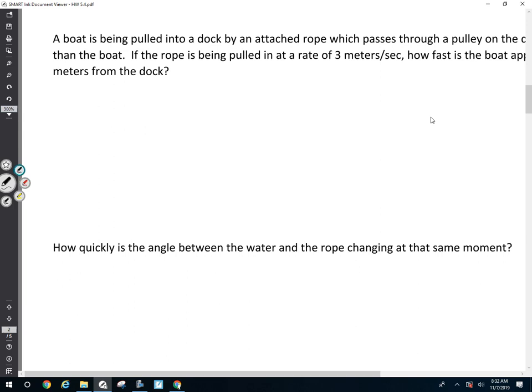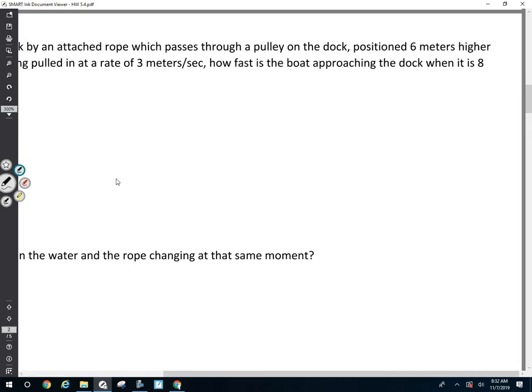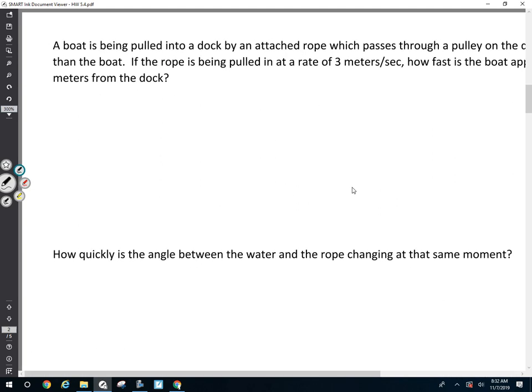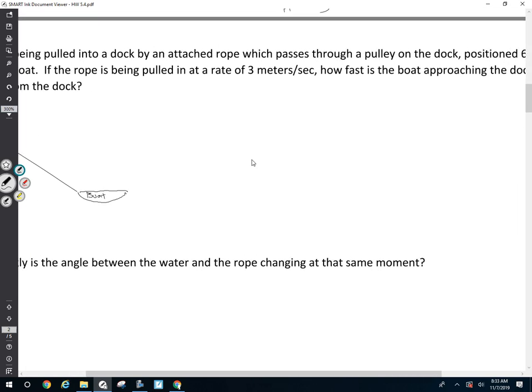Next one. A boat is being pulled into a dock by an attached rope, which passes through a pulley on the dock, positioned 6 meters higher than the boat. So I got a pulley on a dock. Here's my pulley. Here's my rope pulling a boat. Here is my boat. There you go. The rope is being pulled in at a rate of 3 meters per second.